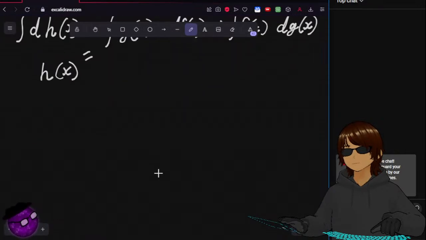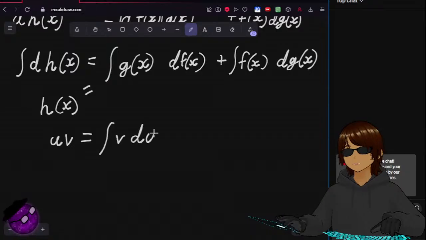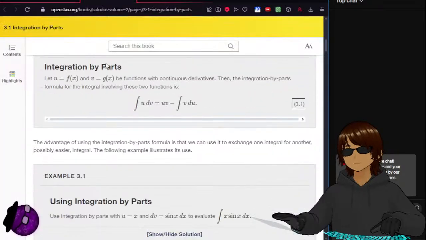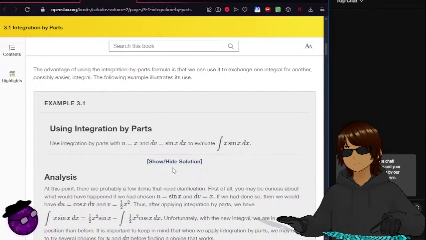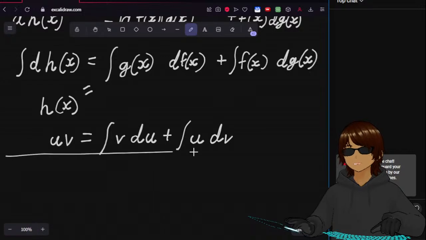So I can write this in terms of u, v, v du plus u dv. Use integration by parts. Example 3.1.